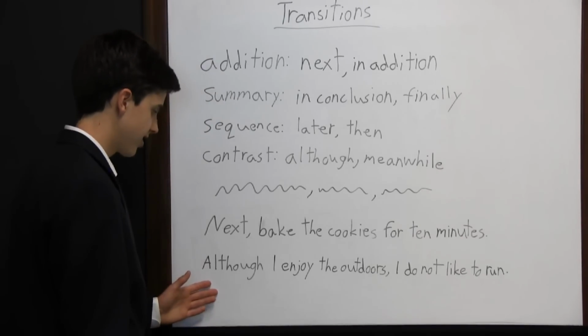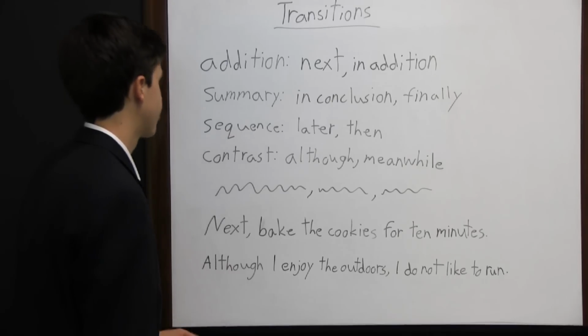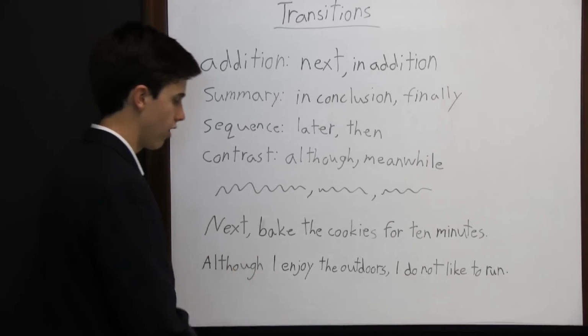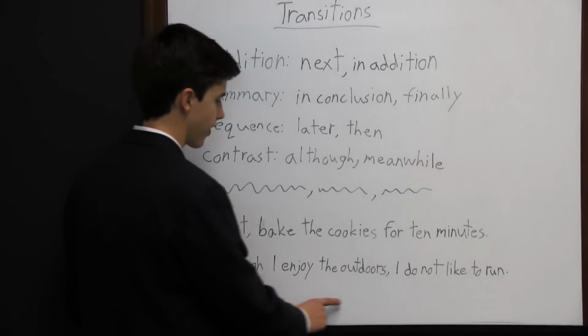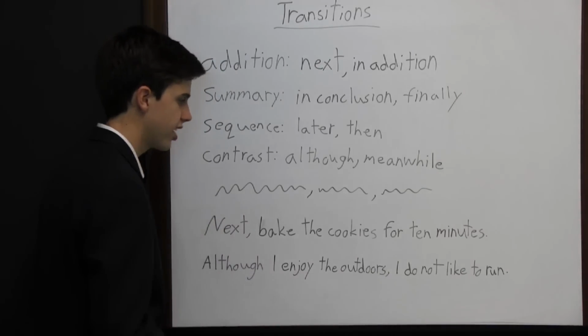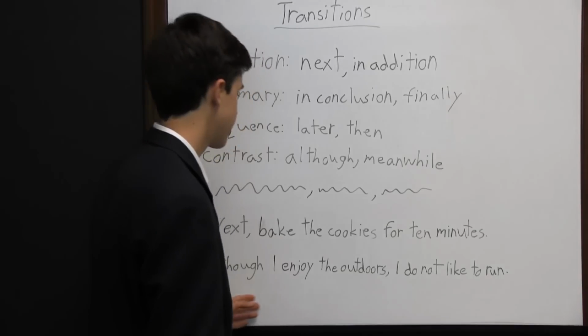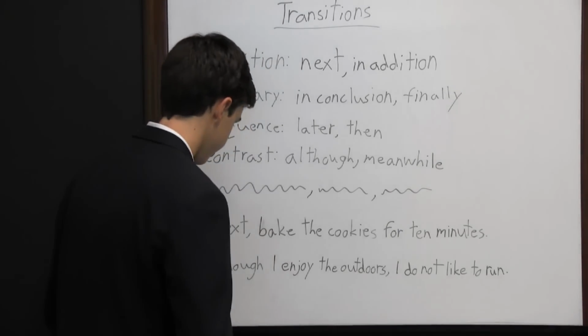All right, this next sentence says, although I enjoy the outdoors, I do not like to run. Although is a transition that shows contrast. And notice here there's not a comma right after although. It's placed after outdoors. But again, although I enjoy the outdoors could be removed from the sentence, and it would still make sense. It would just say, I do not like to run. Nevertheless, this part of the sentence is still important to the overall paper.